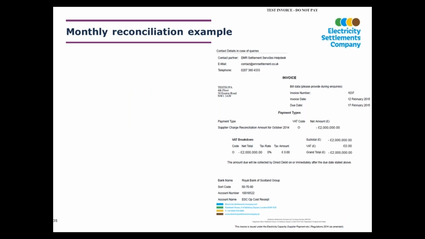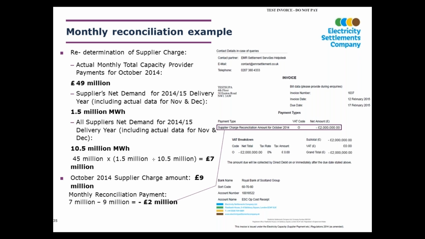So here's another example invoice, but different this time round because we've got the reconciliation amount for October 2014. It is worth noting that this invoice is issued, in this example, in February. Remember, it's because it's 90 working days from the end of the relevant month. So it will show in February, roughly, you will see the reconciliation amount for October.